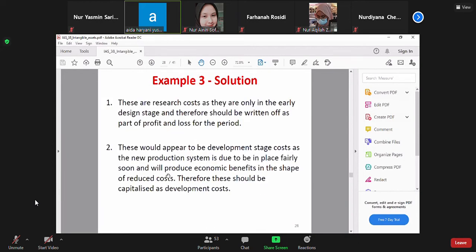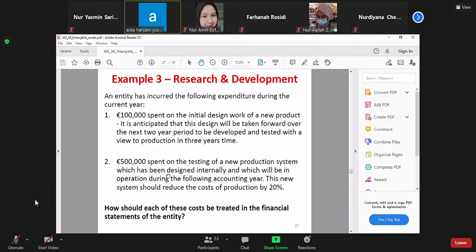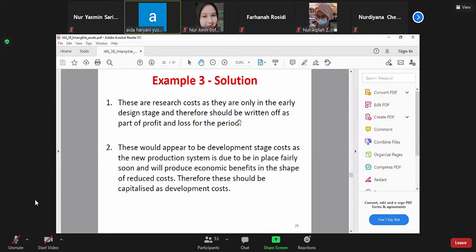Number 1, these are research costs. Kenapa dia research cost? Kita tengok initial design work. Macam COVID-19 tadi. Bila COVID-19 jadi aja, so the scientists will start with their initial works. So dia pun start untuk cari tahu kenapa COVID-19 ni start. So because of that, dia jadi research cost saja. And should be written off dalam profit and loss.